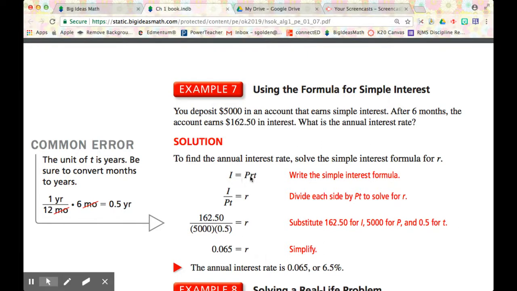I equals PRT. What that means: I stands for interest. The interest equals the P, which stands for principal amount, meaning the original amount. R is the rate, the interest rate, kind of the rate at which you get it. T is time in years, always in years.